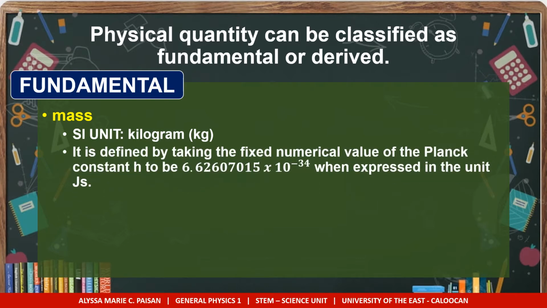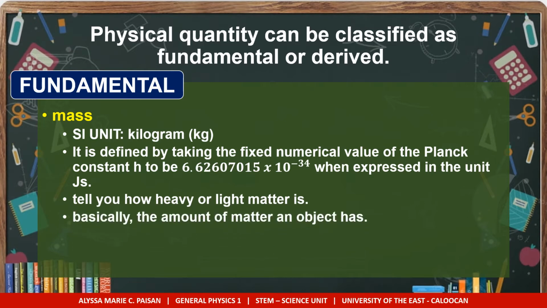Mass is defined by taking the fixed numerical value of the Planck constant h to be 6.62607015 times 10 raised to negative 34 when expressed in the unit Js or joule second. Mass tells you how heavy or light matter is. Basically, the amount of matter an object has.